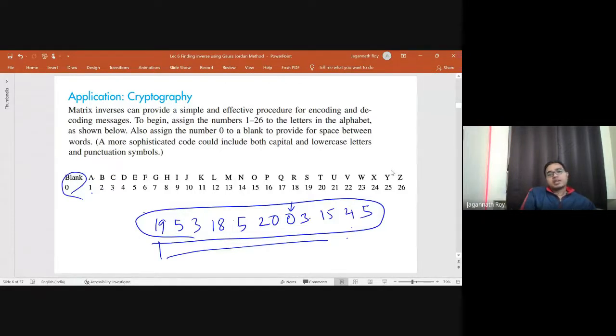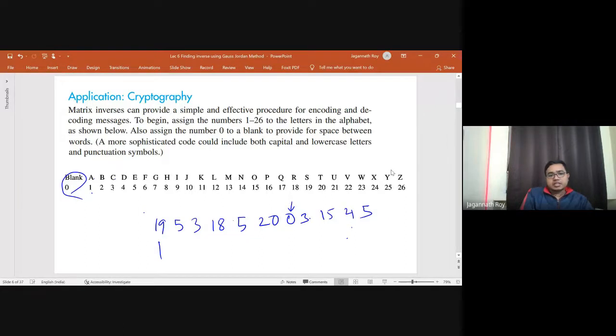It's like playing a game, finding the secret message. It is like the game that you play in treasure hunt or some other things. So you can find the applications of inverse here.